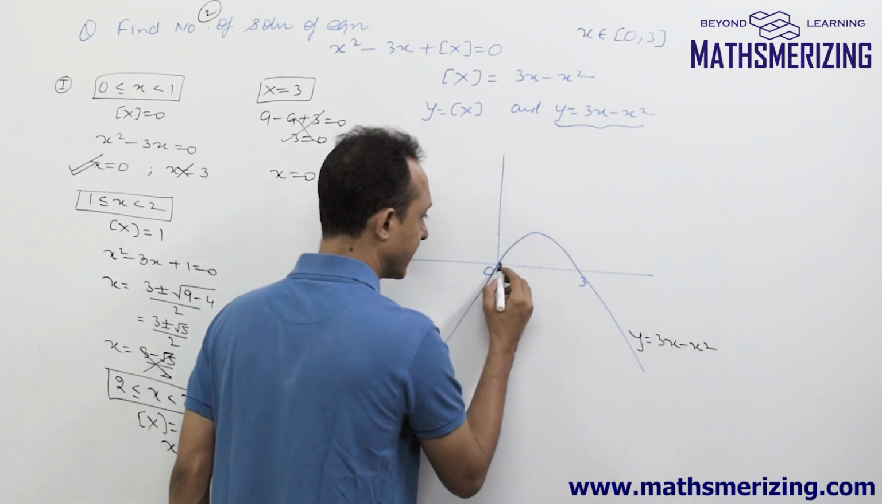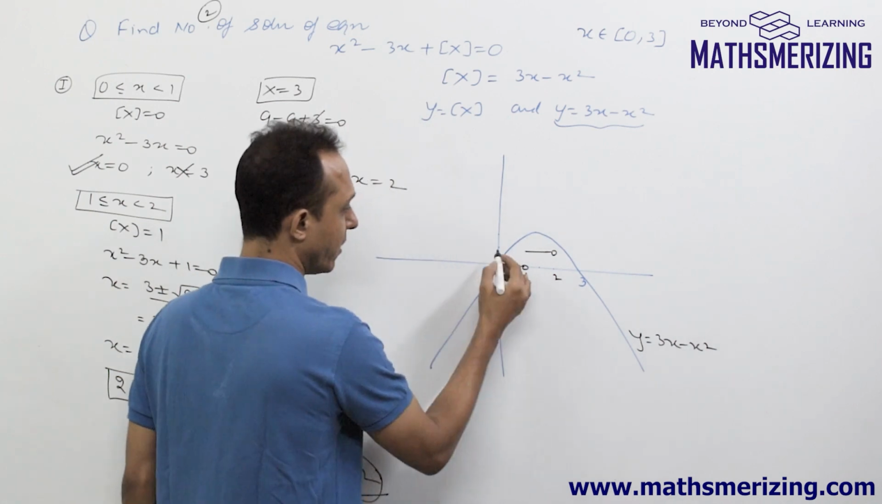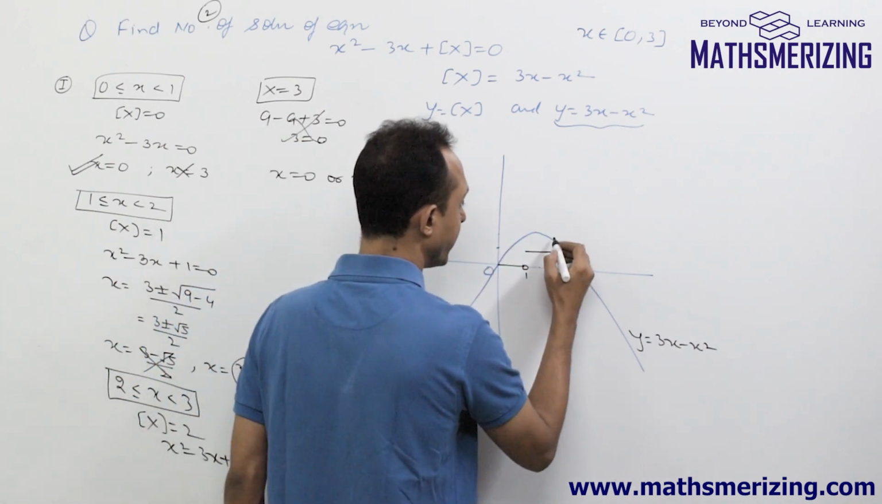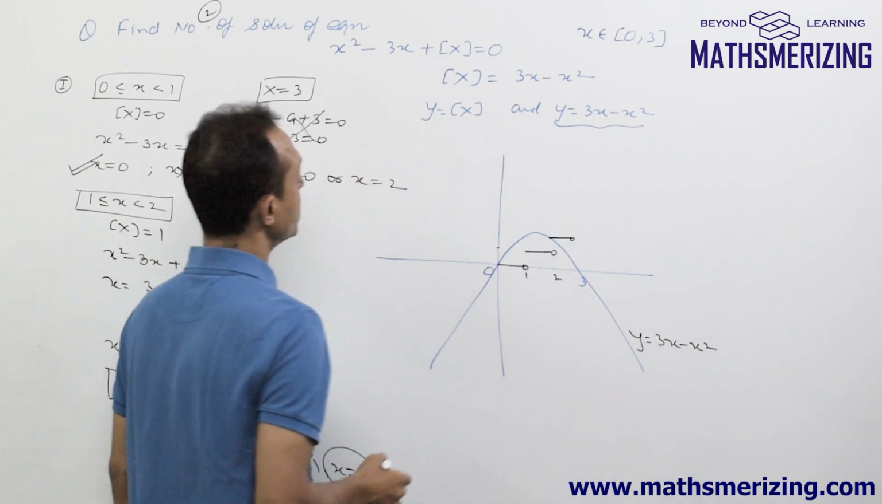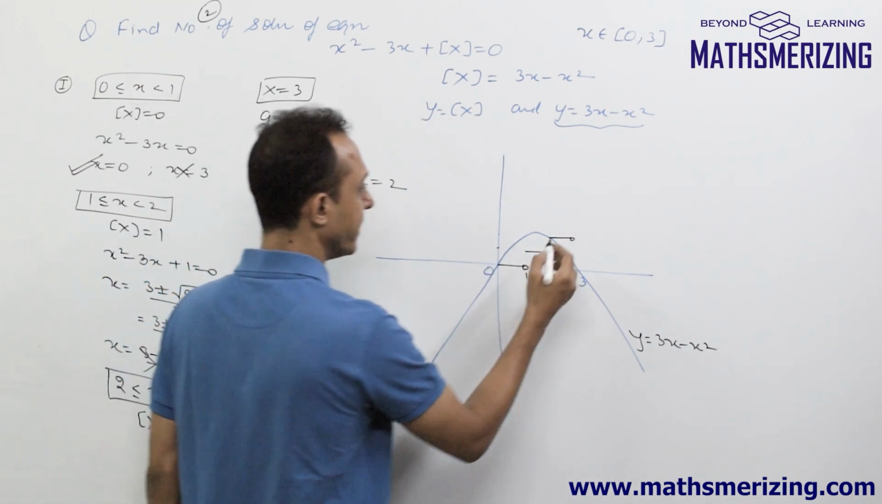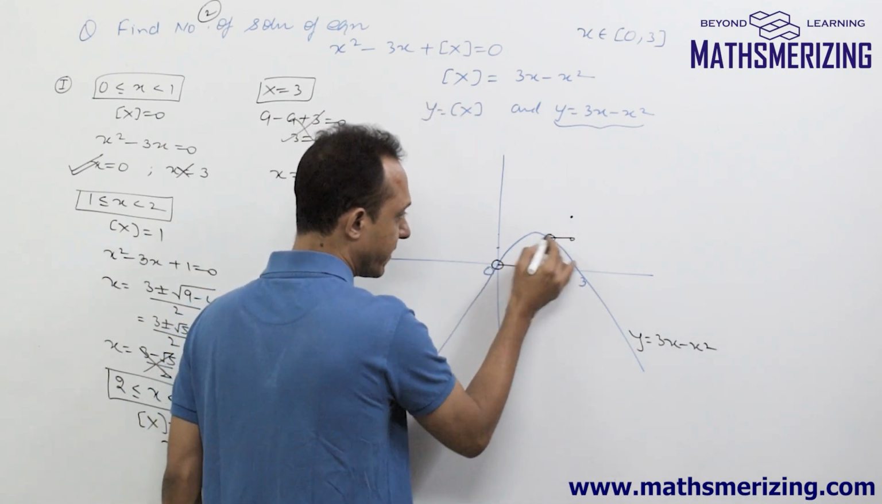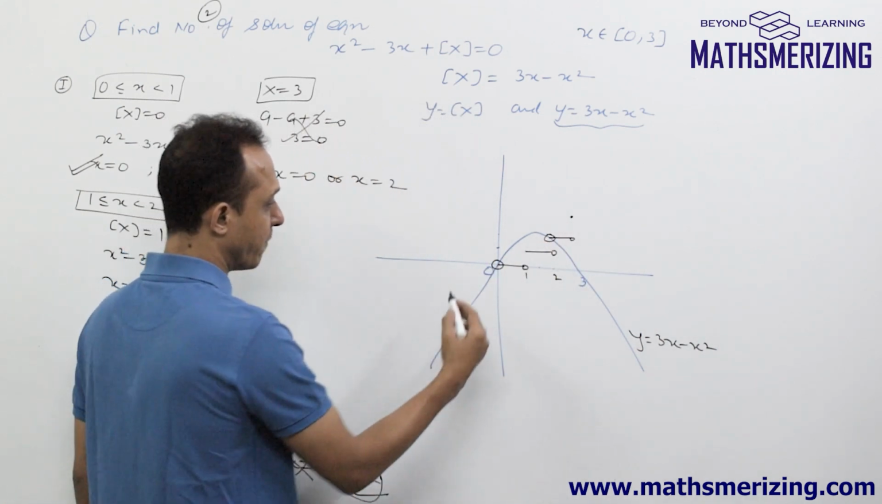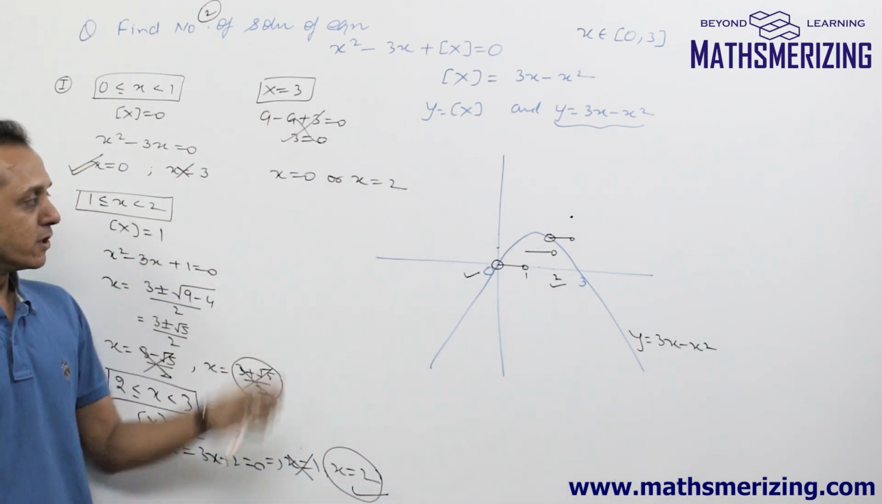Now I'll draw the graph of greatest integer function of x. So this is 0. Between 1 and 2 it will be 1. And between 2 and 3 it will be simply 2. So at 3, this value will be simply 3. So these two graphs intersect at 2 points. One of the points is x equal to 0 and the other point is x equals 2. So there are two solutions to this equation.